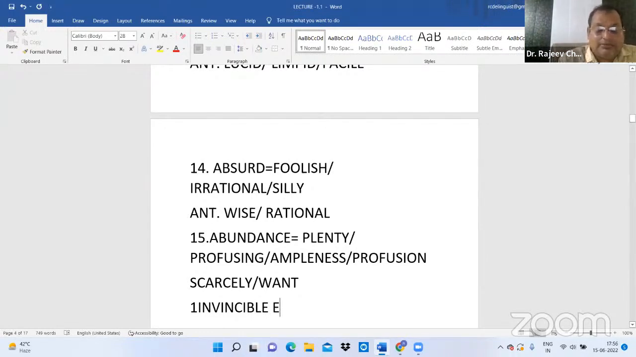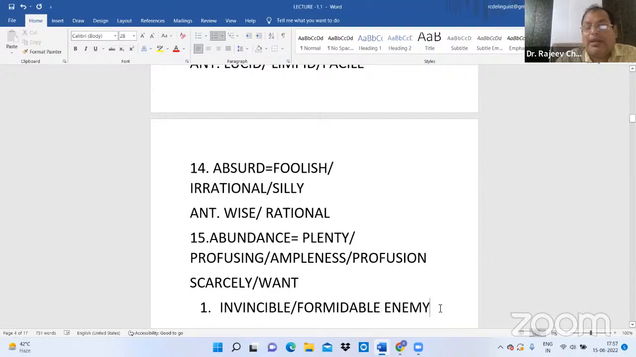Invincible enemy. See, you have to use this word. I'm not going to write meanings and all. You need to find it out. If I say invincible, you can say invincible enemy or formidable enemy. What kind of enemy is he? The enemy of whom you are frightened, you are afraid of. That dreadful enemy. Jinse aap darte hain ya samajhte hain ki ye enemy isko harana mushkil hai. So invincible or formidable enemy.